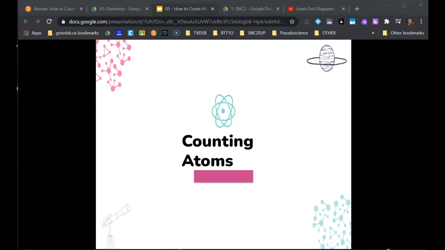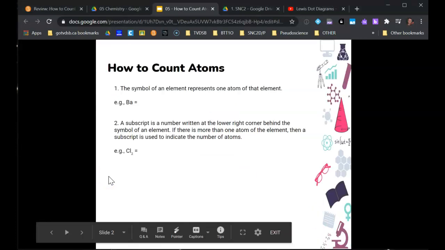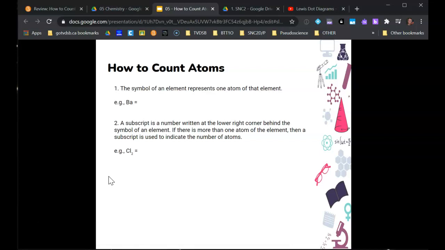All right, so first of all, let's talk about the symbol. The symbol for an element will represent one atom of that element. So for example, if you see the symbol Ba, that means that you have one barium atom. The same goes for any element on the periodic table. If you have a C, it means one carbon atom. If you have an H, it means one hydrogen atom, etc.